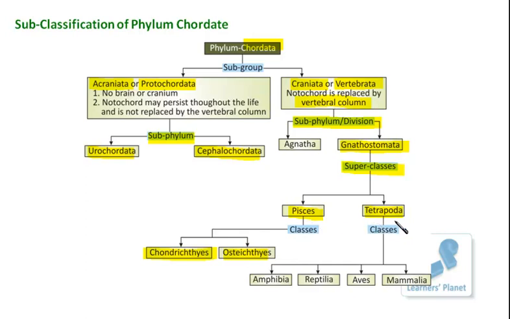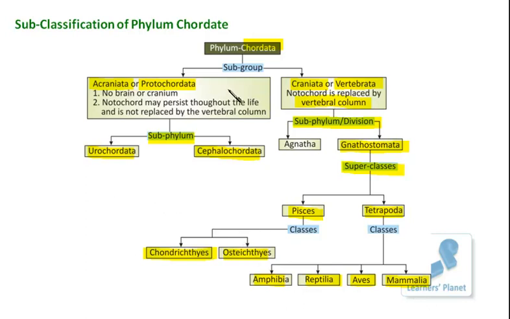Next is the Tetrapoda. Tetrapoda means the one which has four limbs, and further these four-limbed organisms are subclassified, and they comprise the classes Amphibia, Reptilia, Aves and Mammalia. All these organisms have four limbs, but they have different other characteristic features, and that is actually why these organisms are further subclassified.